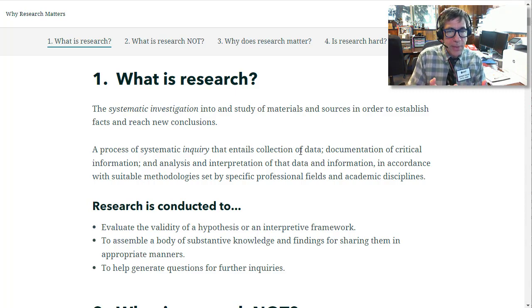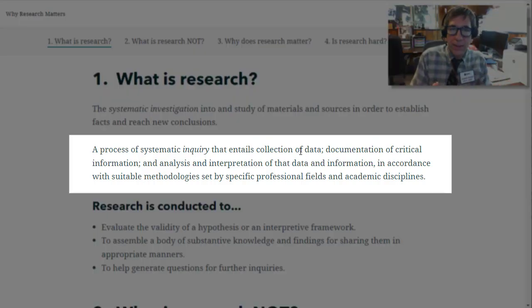You can also think about it as a systematic inquiry, asking questions and investigation that entails collection of data, as we just talked about data briefly, documentation of critical information, so you're documenting as you go, keeping a record so others can follow what you're doing and build on what you're doing, and analysis and interpretation of that data and information in accordance with suitable methodologies.